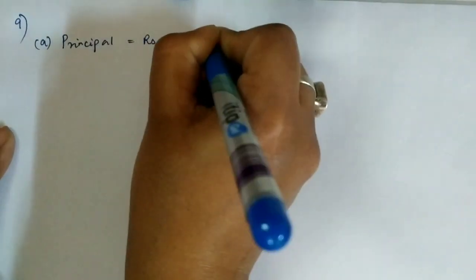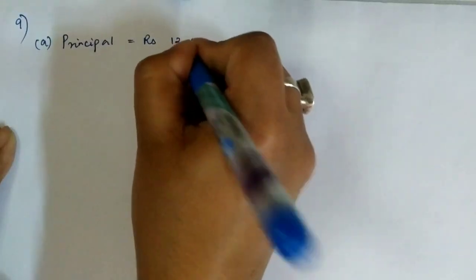What's given in question number 9? Let's see. Find the amount to be paid in each of the cases at the end of 3 years. So time is given, and questions A and B are given. In A, principal is given as rupees 1200.